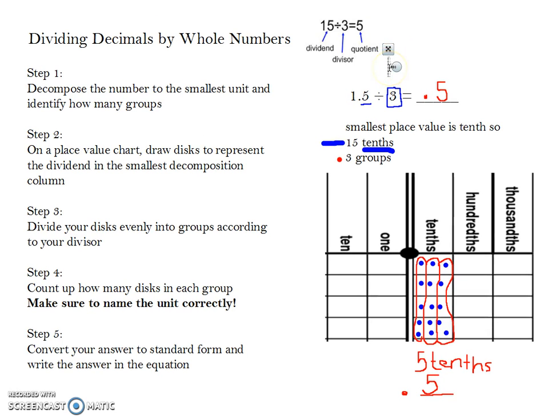Finally, I can say that 3 groups of 0.5 is 1.5 if you were writing it in a number sentence.